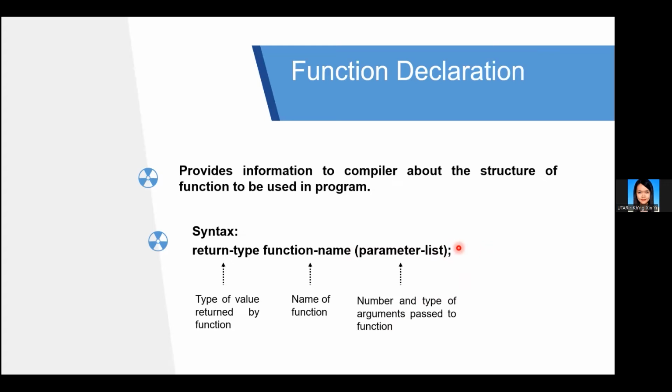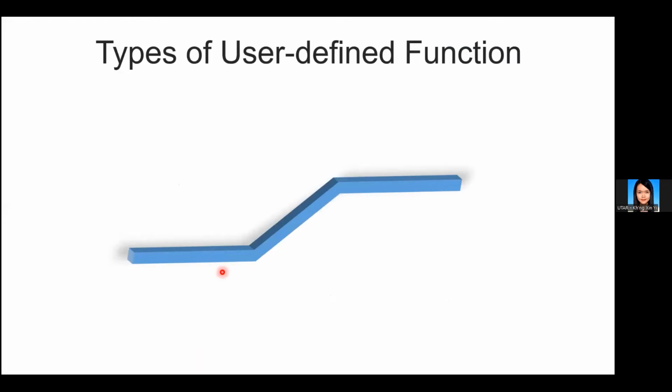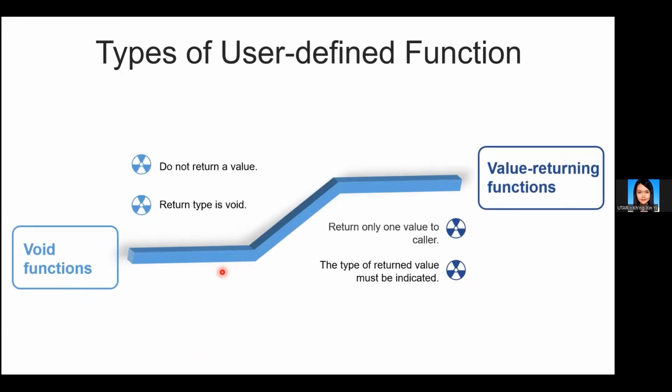Then after that, we move on to the first part here, the return type. So what does the return type here mean? Actually, this is the type of value returned by the function. If you look at the next slide here, there are 2 types of user-defined function. Sometimes the function may return a value to the function caller, or sometimes it may not return a value to the function caller. So that's why we have 2 types of function here, void function and value returning function.